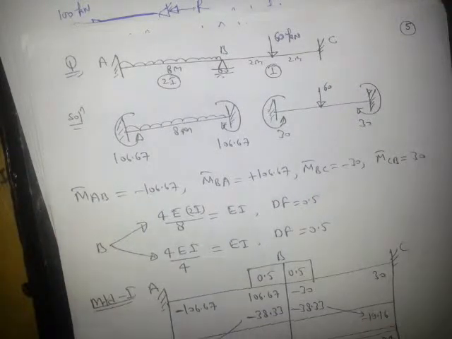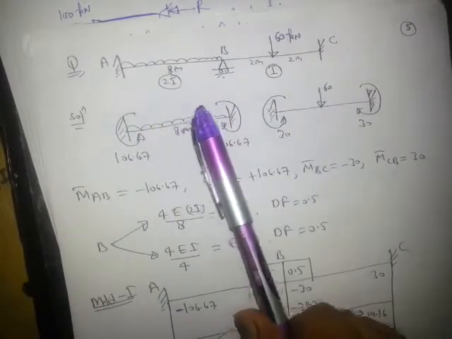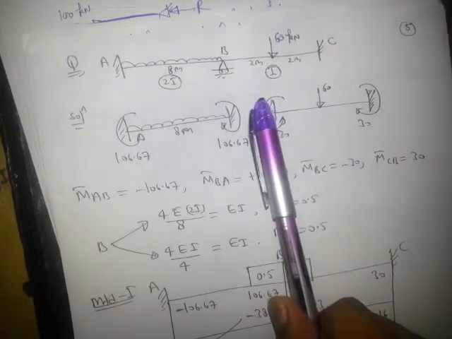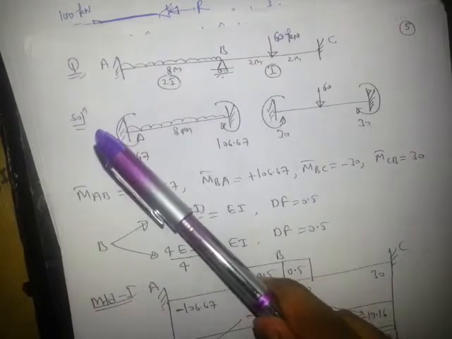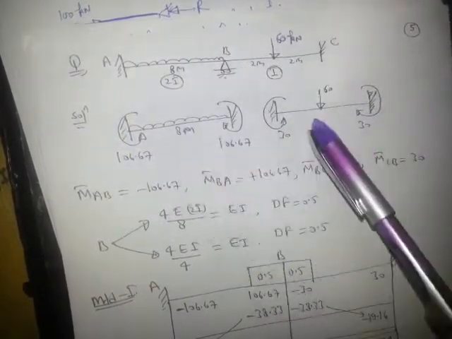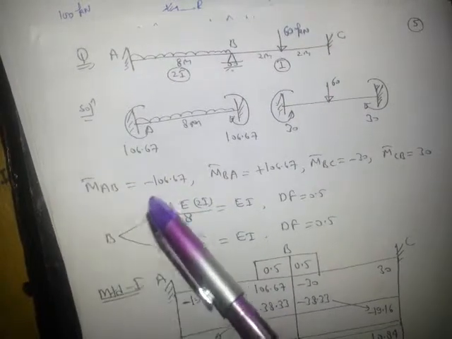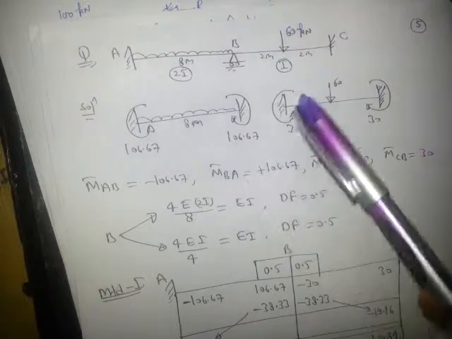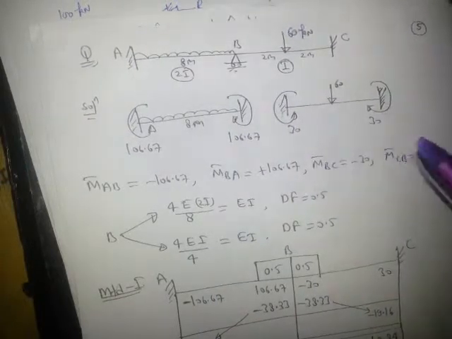I will definitely cover it completely, right? Look, this is the question. Solve using moment distribution, slope deflection, right? So the first aim is to calculate the end moments. These are end moments, these are end moments. We have calculated. So this is M bar AB. Anti-clockwise is negative, clockwise is positive.